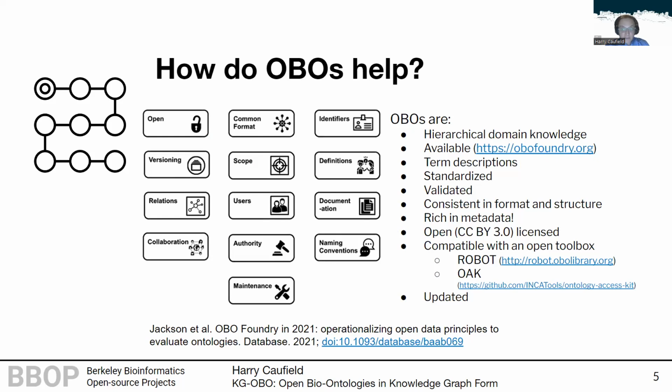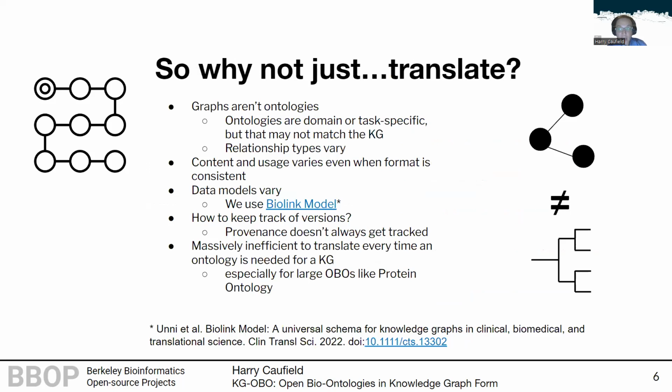They're rich in metadata. Very importantly, they're open, generally with a CC BY 3.0 license. They're compatible with an open toolbox of bioinformatics tools such as Robot and more recently Oak, or the Ontology Access Kit. And they're frequently updated. And if they're not, well, there's metadata that shows how recently they have been updated. So OBOs as a resource of domain knowledge are already actively used. They're often used in conjunction with each other.